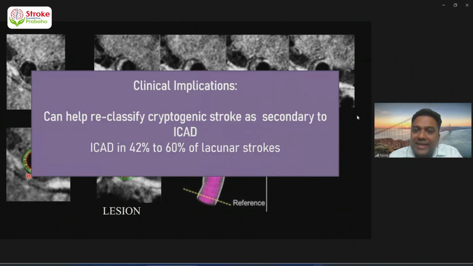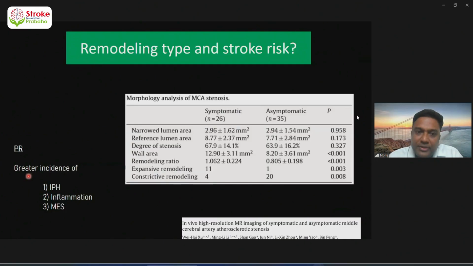So it can help reclassify cryptogenic strokes, because many times we are not able to appreciate this on luminal imaging. Unless we do a higher imaging modality, we are not going to identify it. So we know that expansive remodeling, or positively remodeled arteries, have a much higher chance of being symptomatic as compared to constrictive remodeling, which is a negatively remodeled artery. The chance of stroke is less. And a positively remodeled artery has much higher chances of intraplaque hemorrhage, which is a risk factor for stroke, inflammation, and microembolic signals.